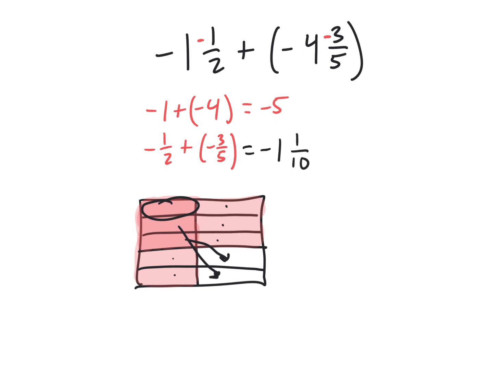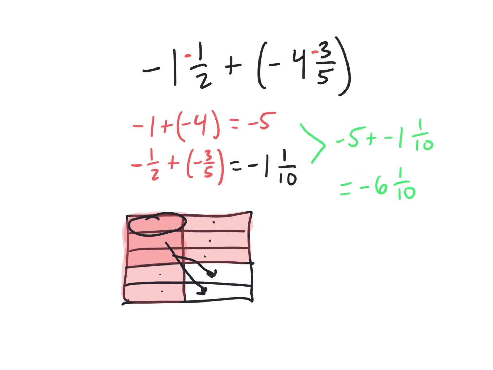And then my last step here will be to add my negative 5 plus negative 1 1/10 by adding the whole number parts together and keeping the fraction. So this will equal negative 6 1/10. And that will be my final answer to this problem.